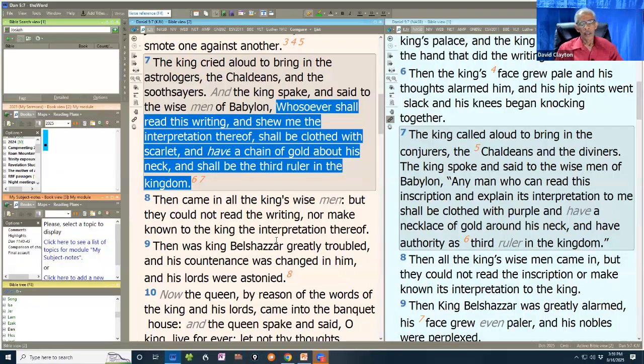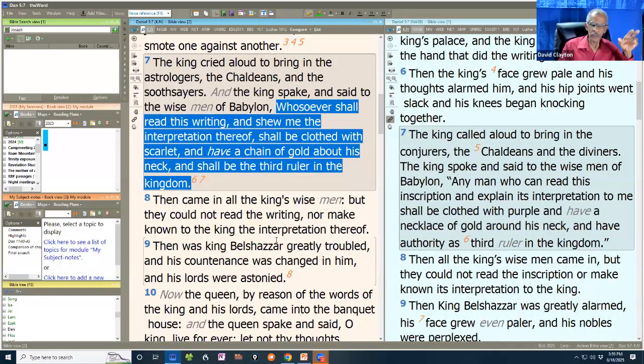All right, starting at the end, I wonder why he says he would be the third ruler. I'm not sure. I don't want to mislead you. I think I read that Belshazzar is reigning jointly with somebody else at this point, maybe his father.